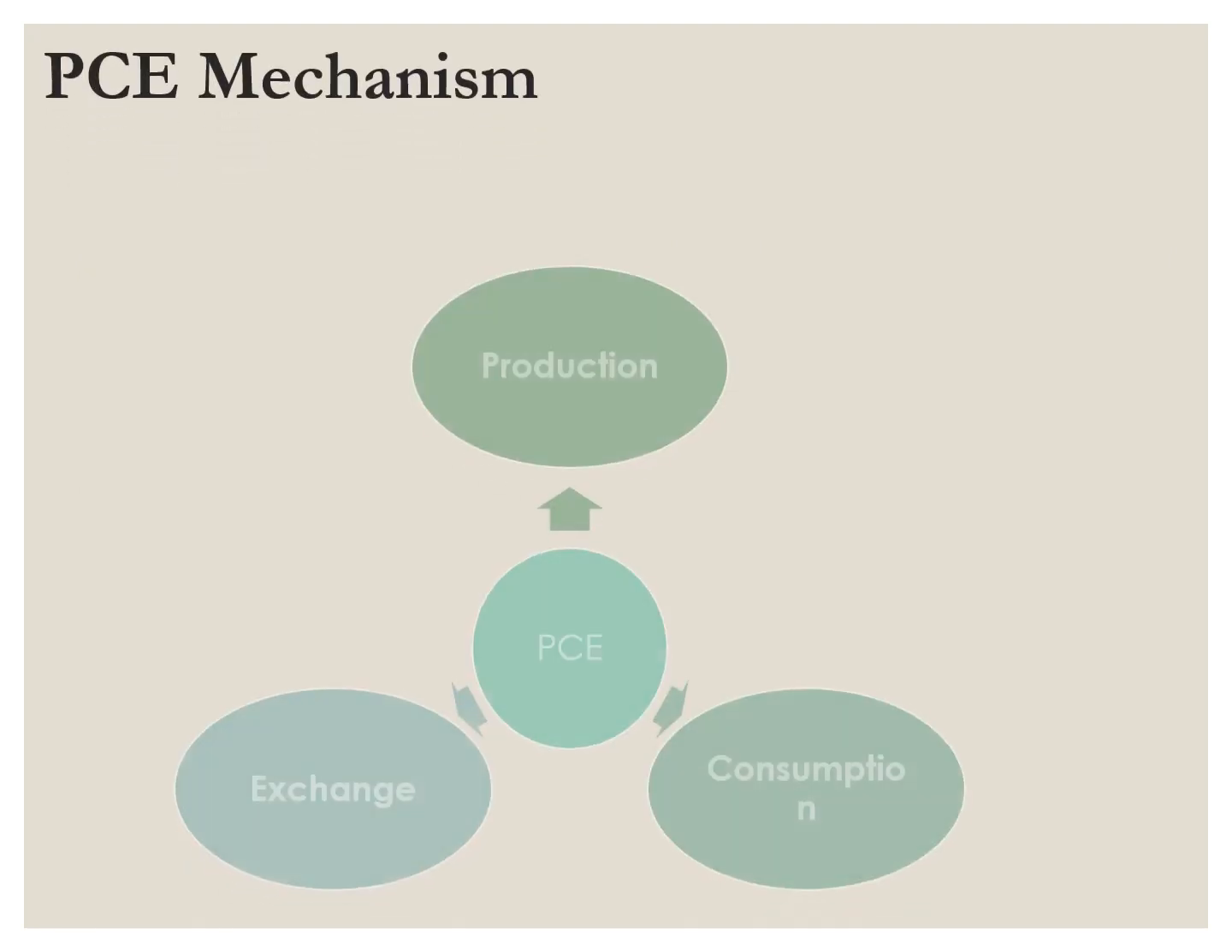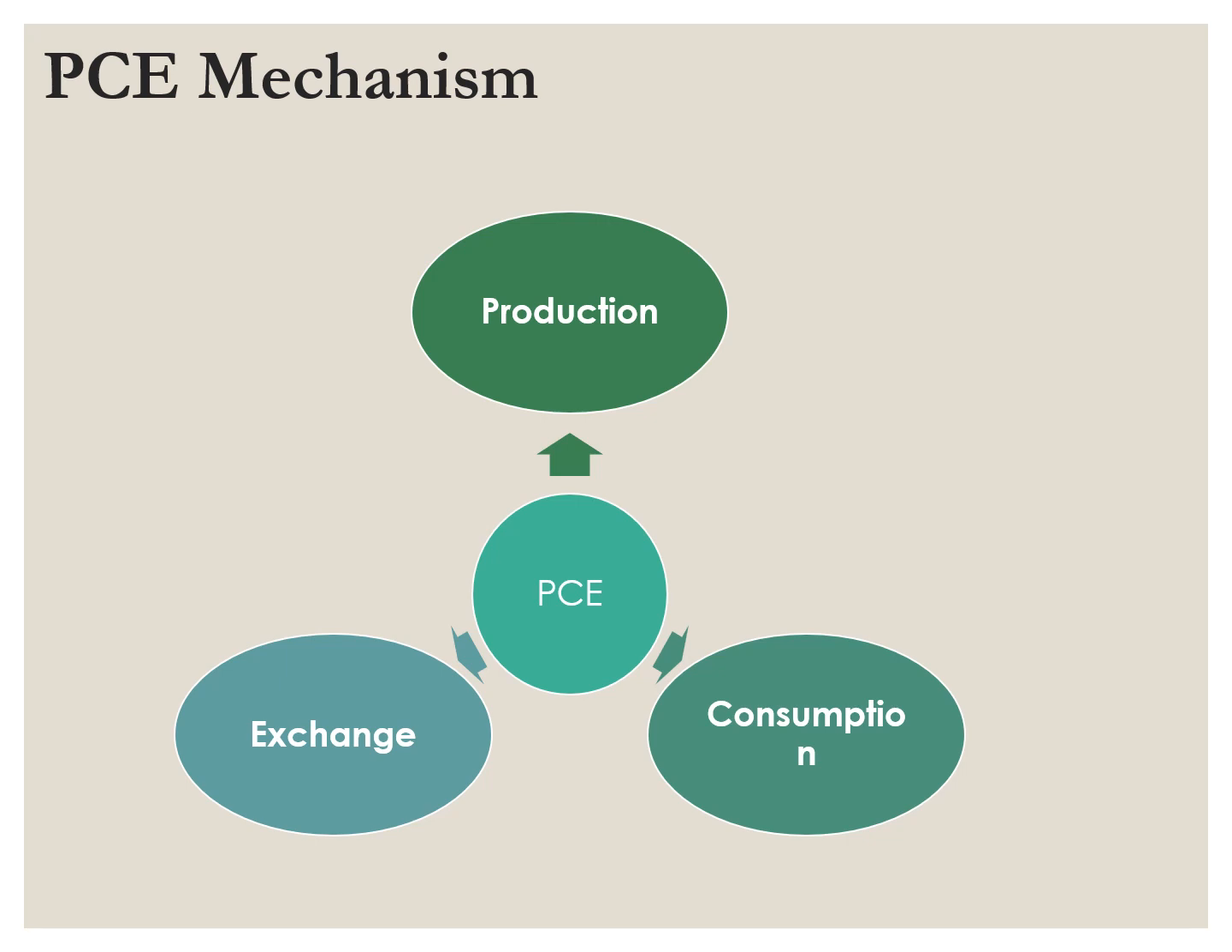Here is a graphical representation of the PCE mechanism. So PCE, production, consumption, exchange, are interrelated to each other. The first component of PCE mechanism is production. Production is the creation of goods and services. There are different types of production. For example, food produced by a farmer, a car made by a manufacturer, or a structural design by an engineer. These are different types of production.